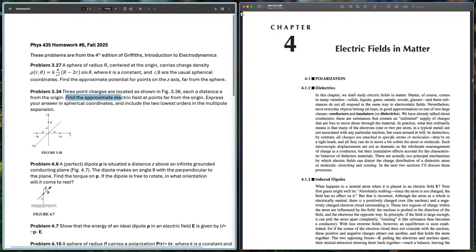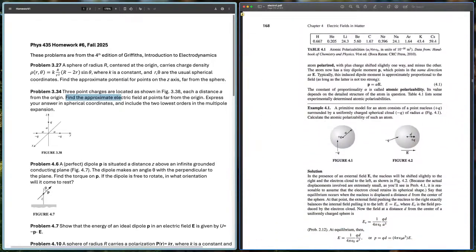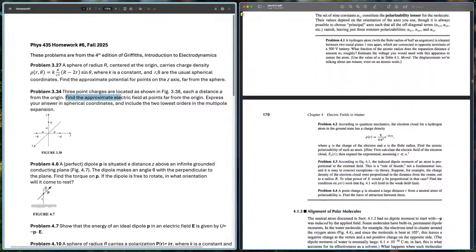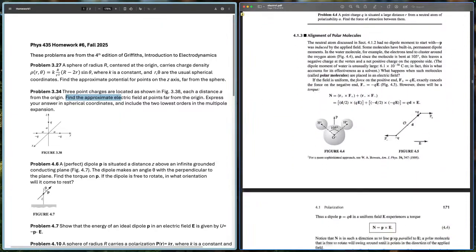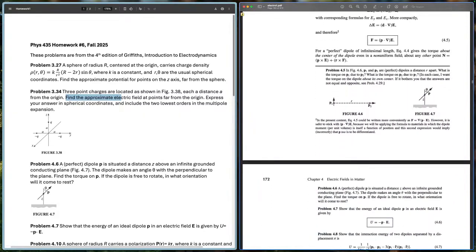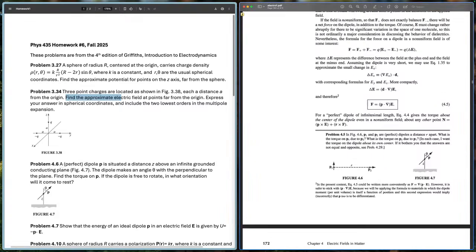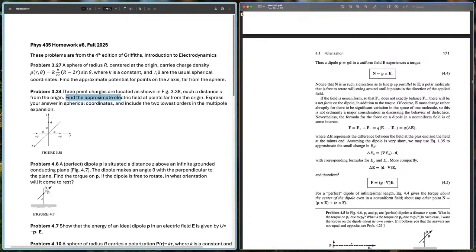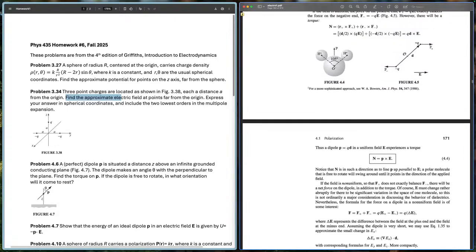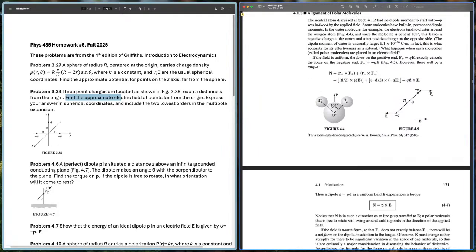Okay, so it talks about dielectrics, induced dipoles, then what? Like alignment of polar molecules. So kind of like polarizability. Okay. If the dipole is free to rotate, which orientation will it come to rest? Well, let's try to solve this.